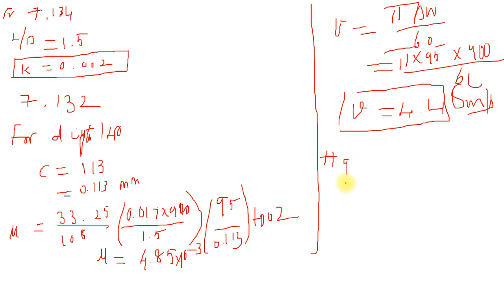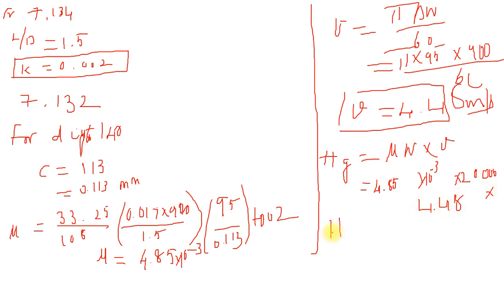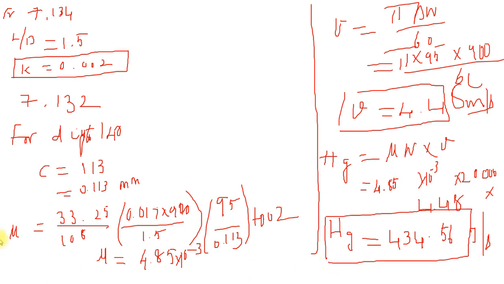The formula for heat generated is mu into W into V. If I substitute all the values, 4.85 into 10 to the power minus 3, into 20,000, into 4.48, which is the V value, and calculate, the heat generated would be 434.56 joules per second. I repeat again, the heat generated is equal to 434.56 joules per second.